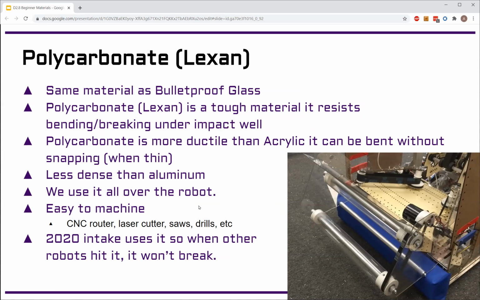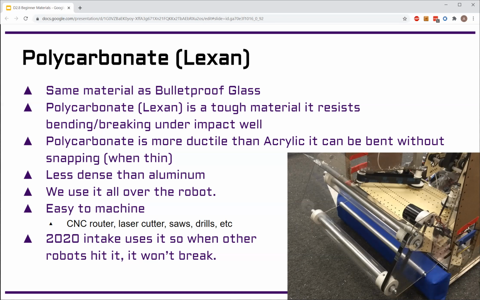We use polycarbonate all over the robot. It's one of our default go-to materials. If we can make it out of polycarbonate, we often will. It is more expensive than acrylic by quite a bit. It's cheaper than aluminum most of the time, especially for the same thickness.